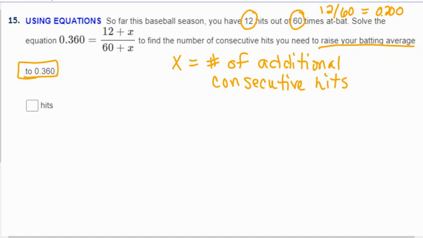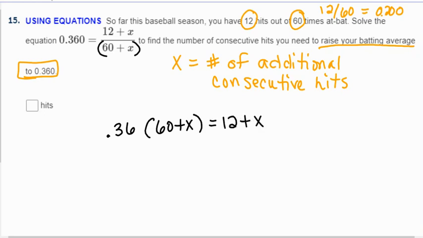Okay, so in order to solve that, we're going to go ahead and multiply both sides of the equation by this 60 plus x. So 0.36 times 60 plus x equals 12 plus x. Okay, when you multiply those together, you're going to distribute this 0.36 times 60, and then you're going to distribute this 0.36 times x.